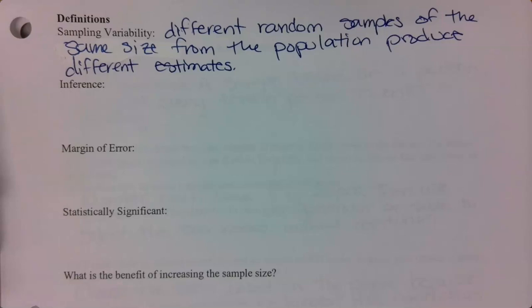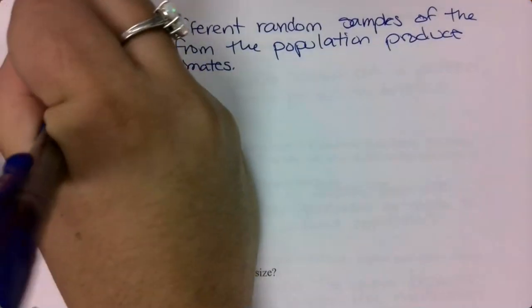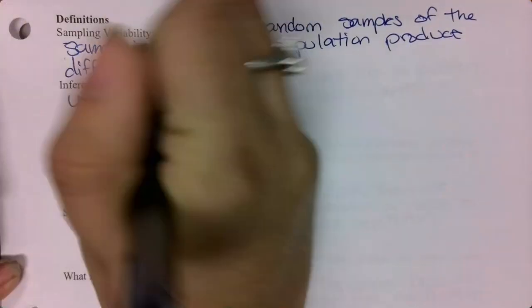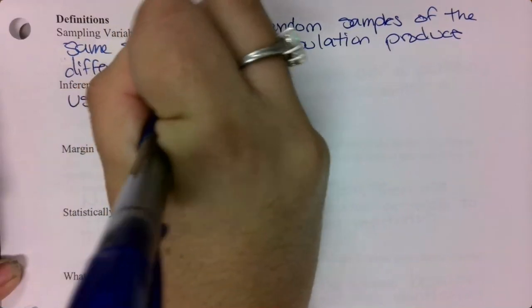Okay, so my next one is inference. This is using information from a sample to draw conclusions about a population. So I asked you guys how many hours you work each week. A lot of you said none. So inference would be me going, oh, nobody in this school works because nobody in my class works.